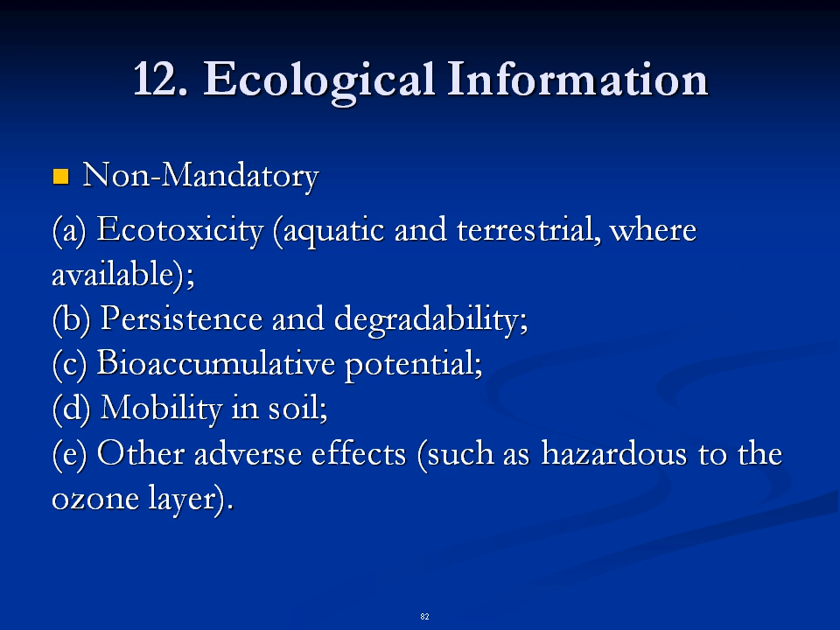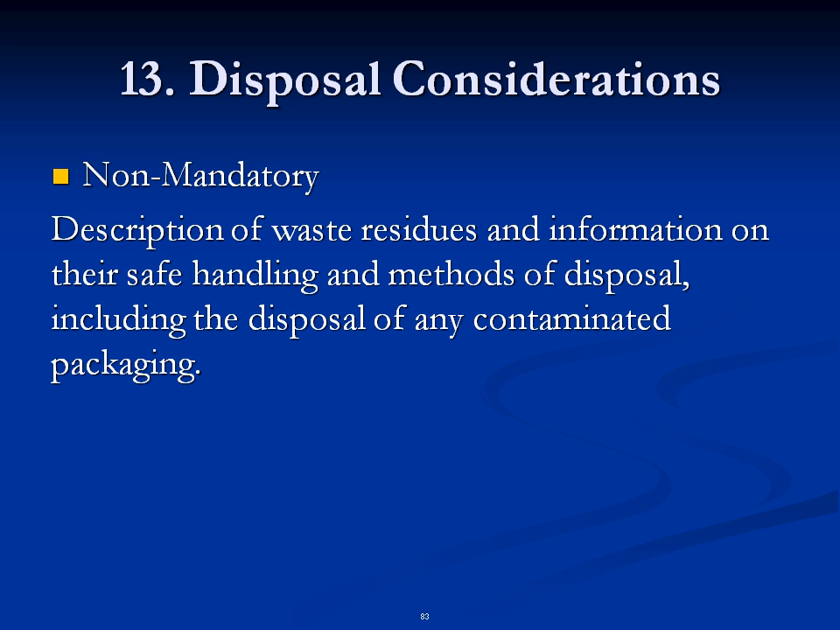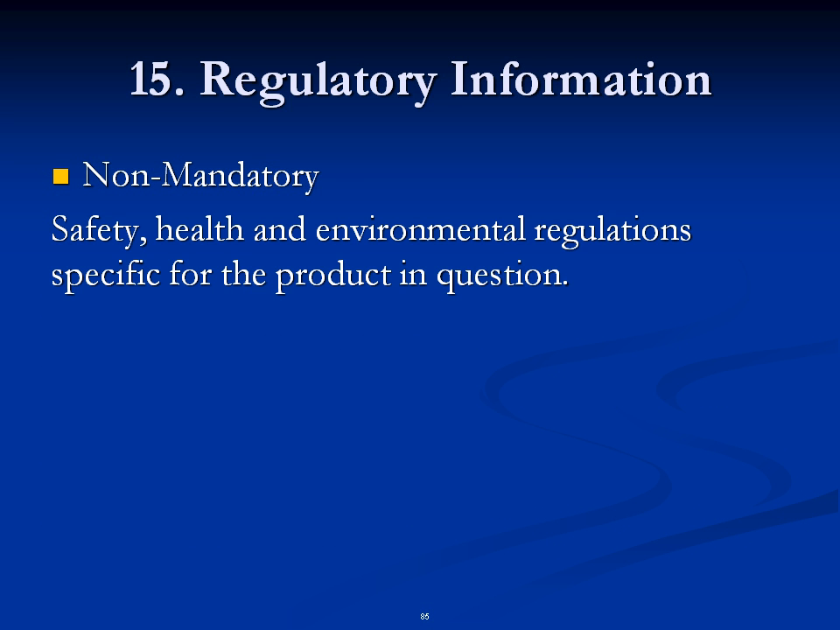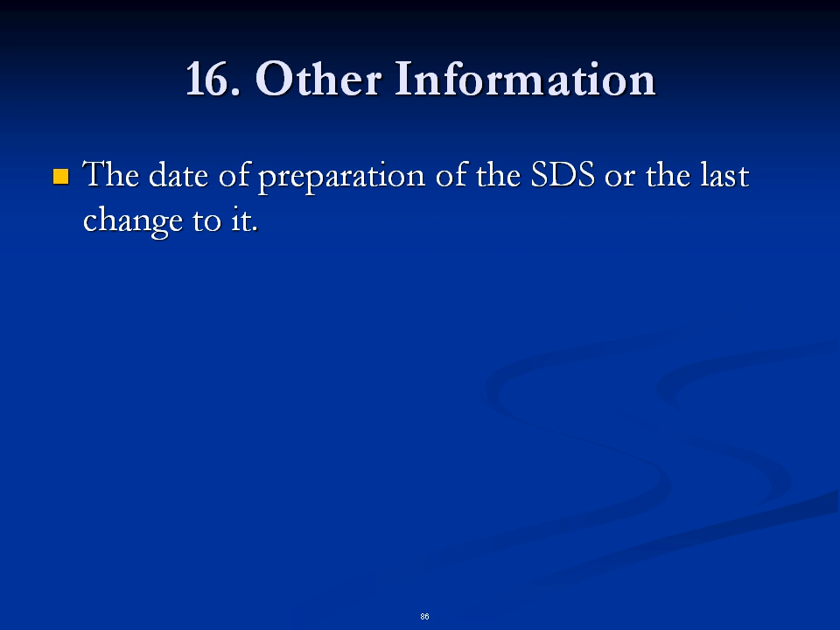Sections 12, 13, 14 and 15 are non-mandatory, but if you put them in, you probably want them to have these subtitles. So there's this section here on ecological information, and disposal, which is straightforward. We've had that in our 16 section safety data sheet forever. Section 14 is transport. Again, you may or may not choose to include that, but if you do, there's a suggested layout for that information. And then Section 15 is regulatory information. Section 16 is mandatory, and that's where OSHA wants to see the date of preparation of your safety data sheet or the last change to it.